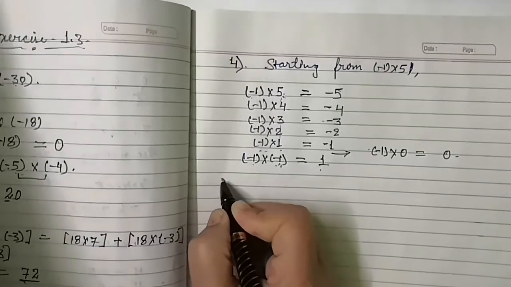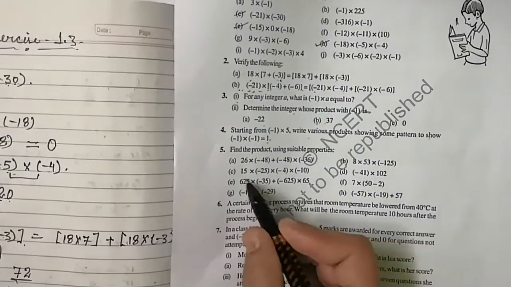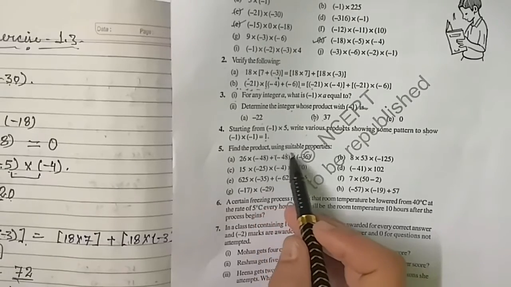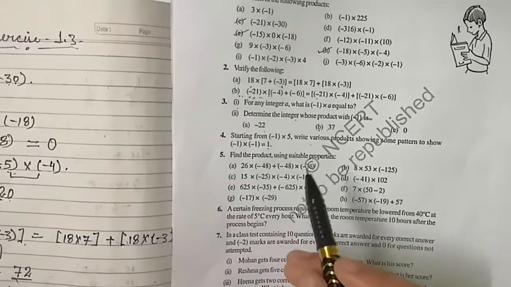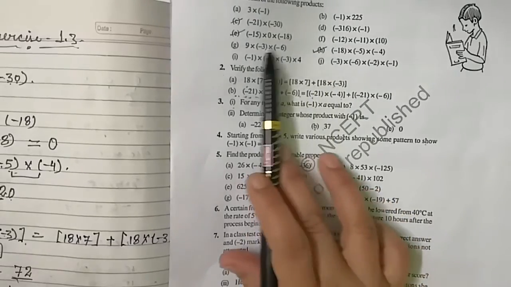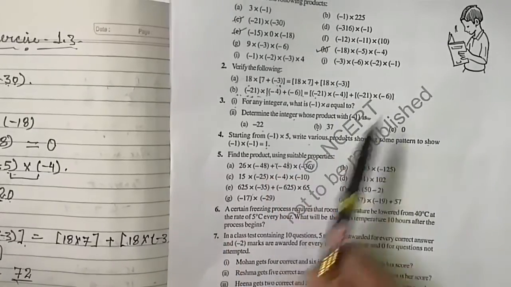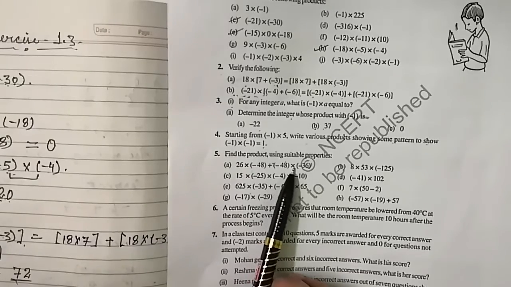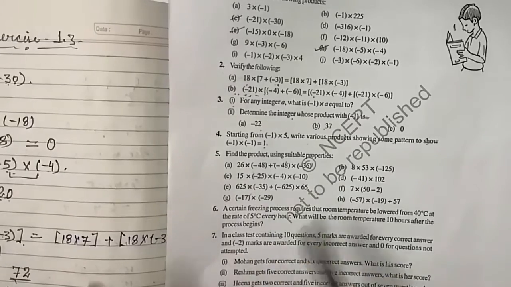Now see question number 5. Find the product using suitable properties. Here some products are given, but see students, in question number 1 also products are given, but there you will have to find them simply, by solving, no need to use any properties. Here use suitable properties also. Whatever properties I taught you before starting this exercise, here you will use them.